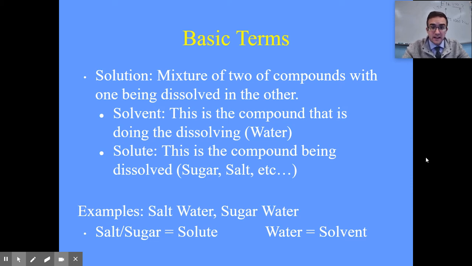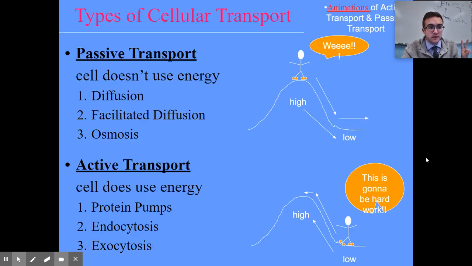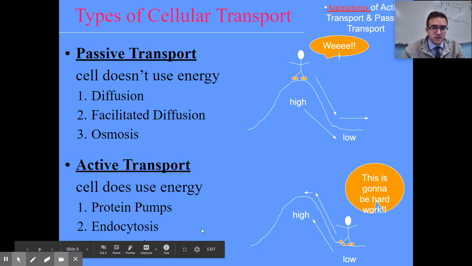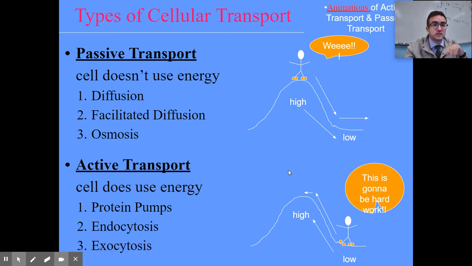So with that covered, let's talk about how things get in and out of the cell. We can categorize them into two different things: passive transport and active transport. Passive transport, the way I like to think of it, is moving from high to low, requires no energy. We have three different ways that happens: diffusion, facilitated diffusion, and osmosis. And in active transport, the cell does use energy. That analogy is like trying to go up a hill. If you're going up a hill, you're going to need to use a lot of energy to get up that hill. Those are protein pumps, endocytosis, and exocytosis.